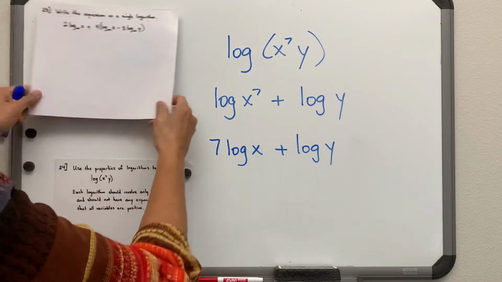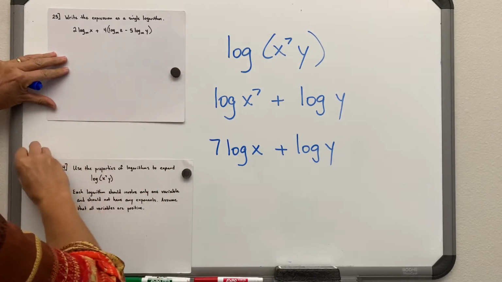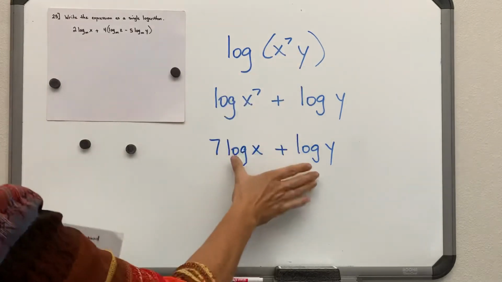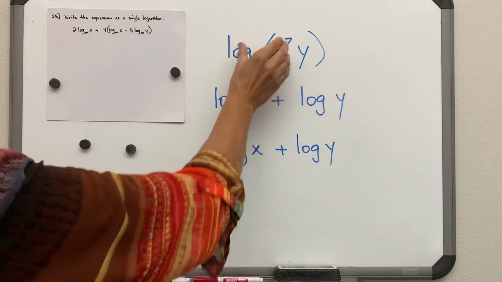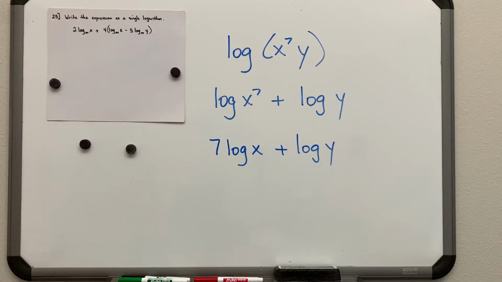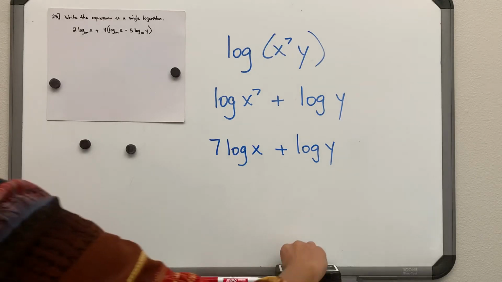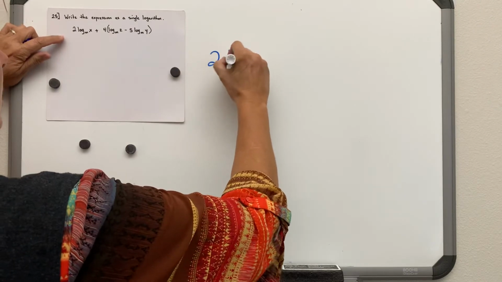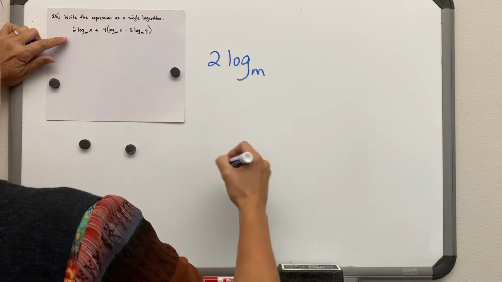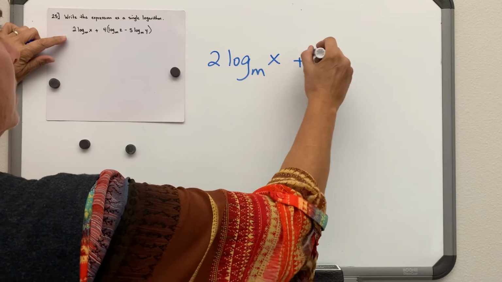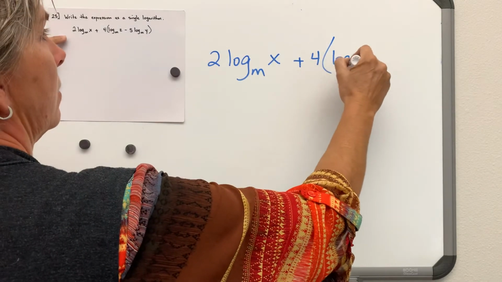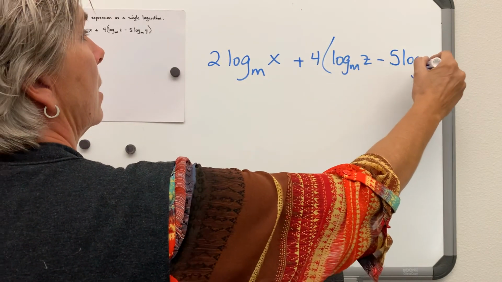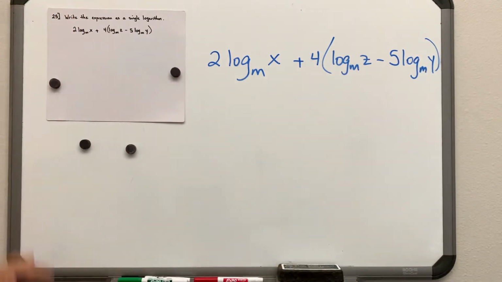So the last question for this video is number 25. It says write the expression as a single logarithm. So what we're doing is the opposite of what we did here. We're starting with something that's expanded and we're going to bring it back to something that's condensed to a single logarithm. And this is actually kind of a hard example, I think, compared to some of the other problems that they gave. So I have 2 log base m of x plus 4 times log base m of z minus 5 times log base m of y. So that's the problem.